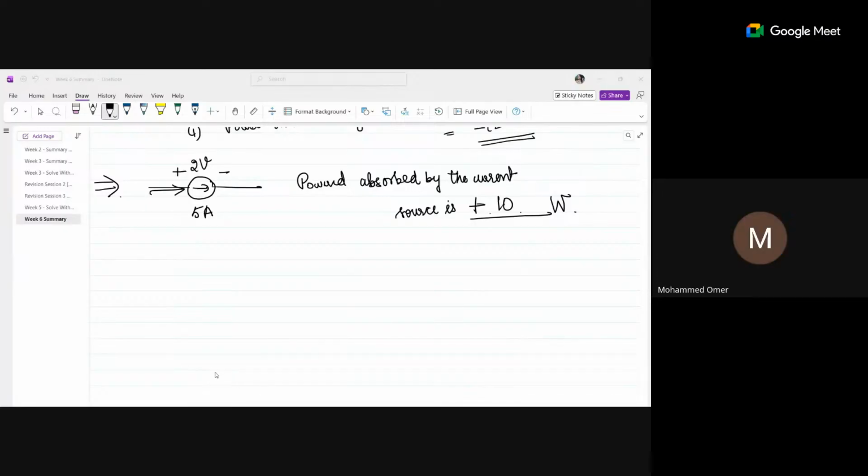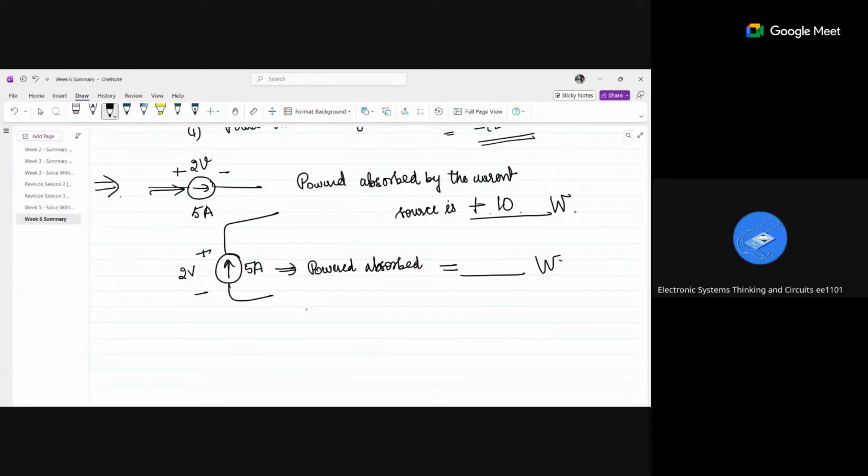Ma'am, if the current were in the opposite direction, then using the standard sign convention, power delivered if it is like this, absorbed means positive. Tell me here, what is the answer here? Minus 10, ma'am. Minus 10. Clear, right? No doubts, right? Power absorbed.